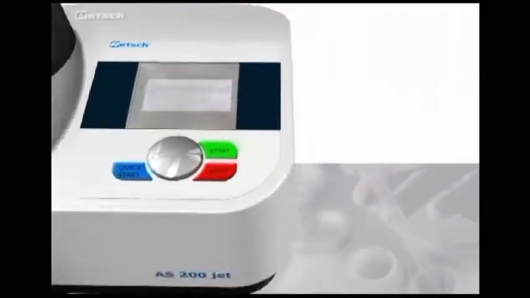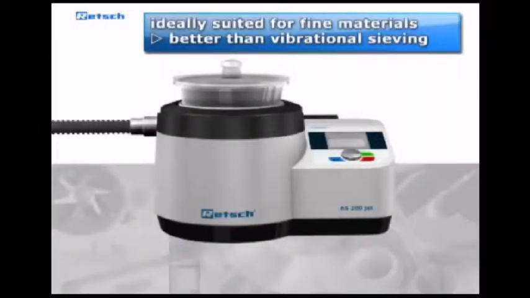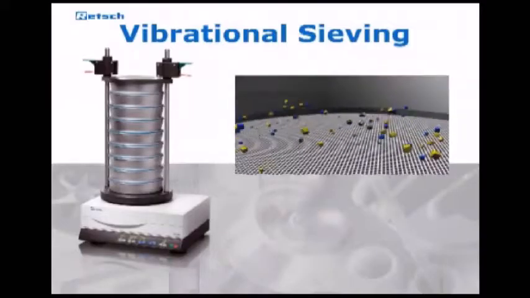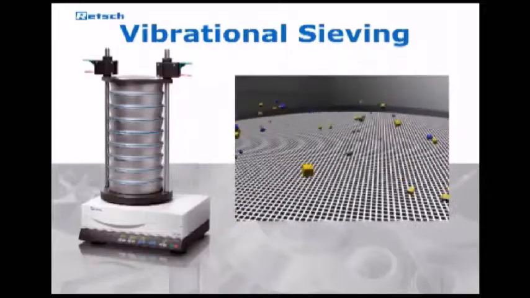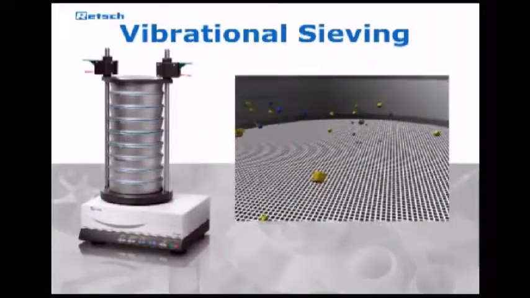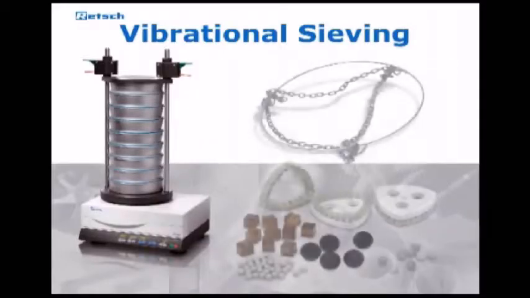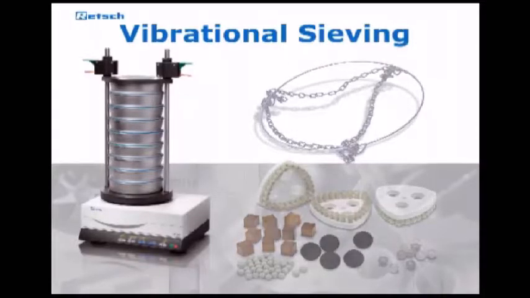As stated before, the AS200 jet is ideally suited for very fine powders which tend to agglomerate and are only insufficiently separated by vibrational sieving. Traditional vibratory sieve shakers throw the particles upwards, allowing them to change their orientation. Particles which are smaller than the sieve apertures pass the sieve mesh due to their accelerated mass. For breaking up agglomerates, the use of sieving aids such as chain rings or steatite balls is helpful.